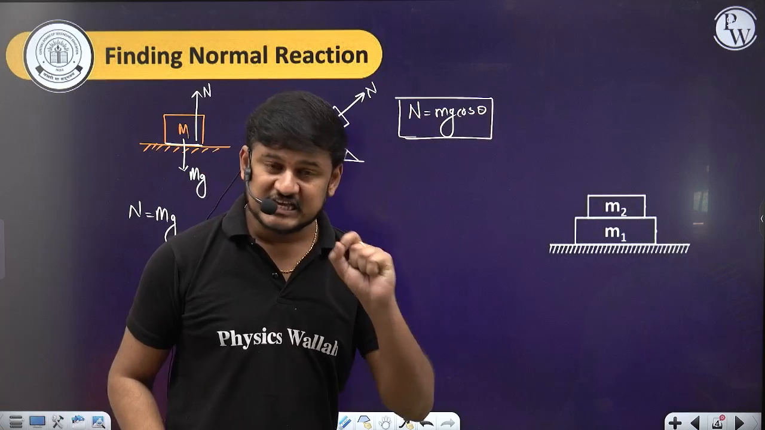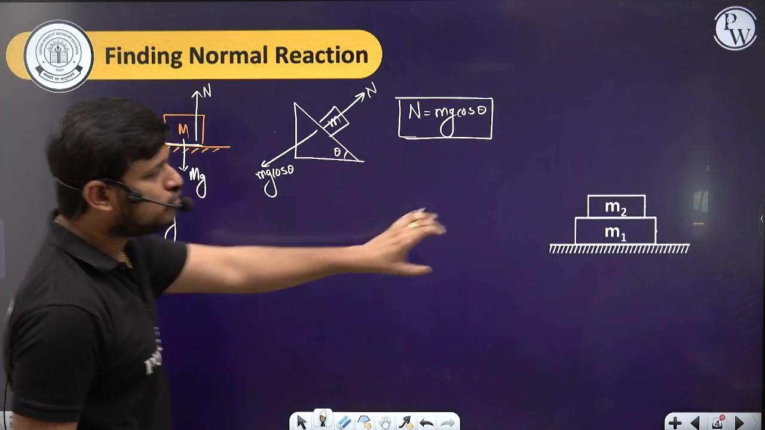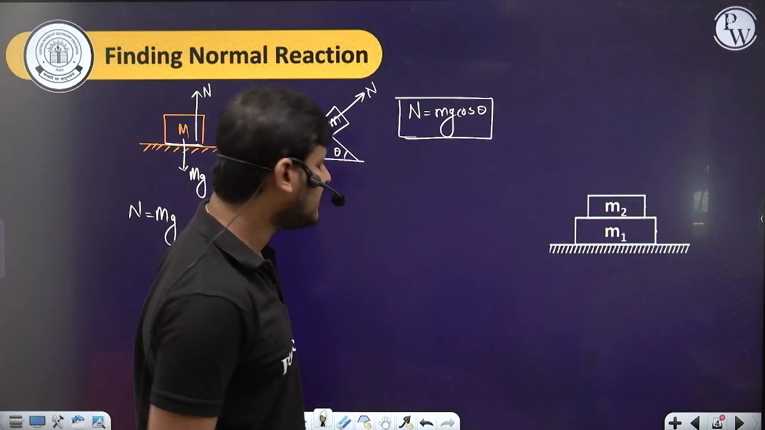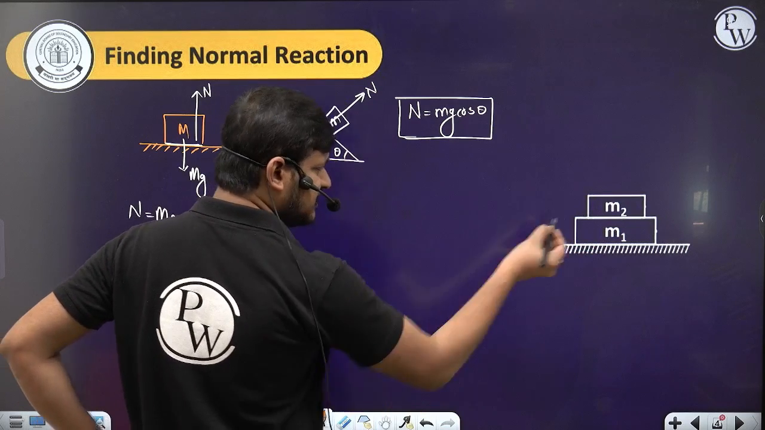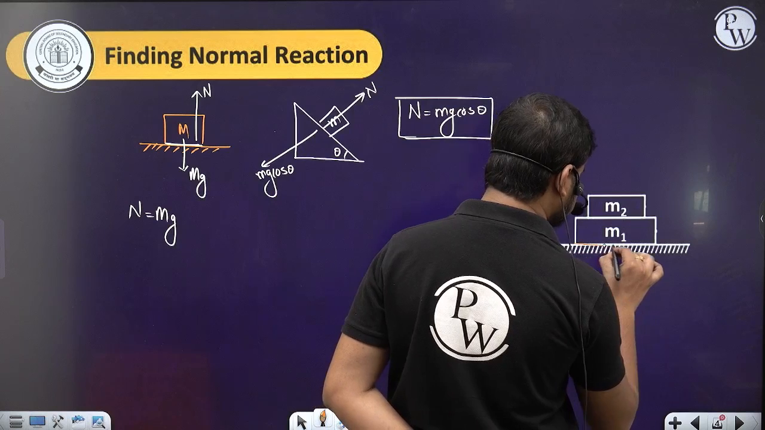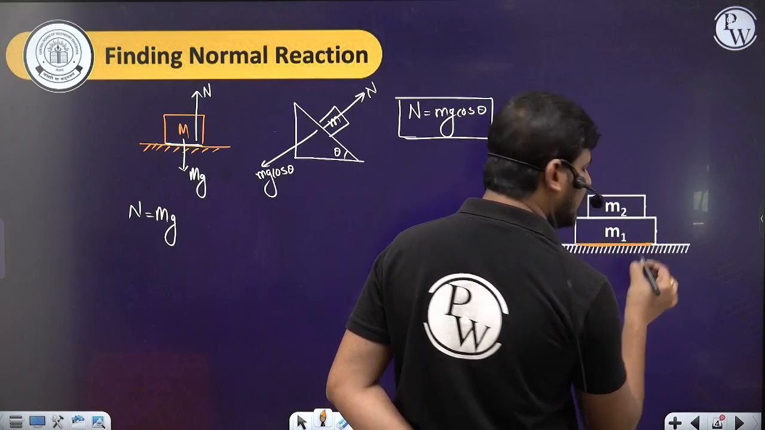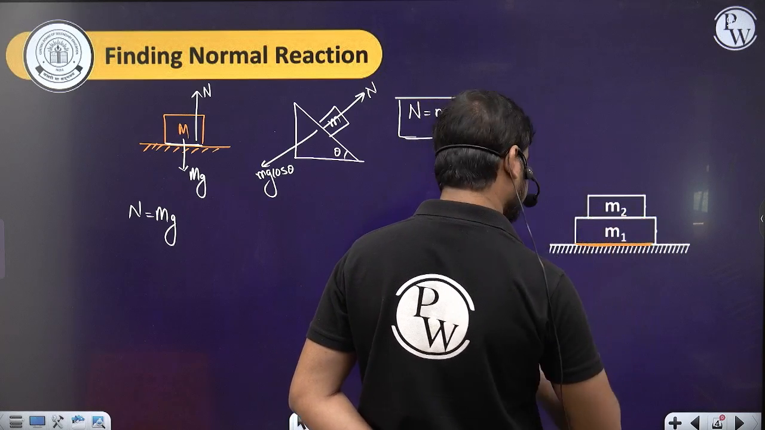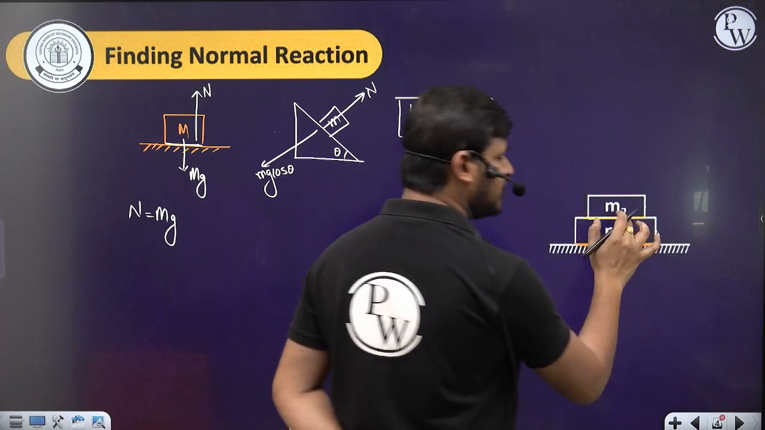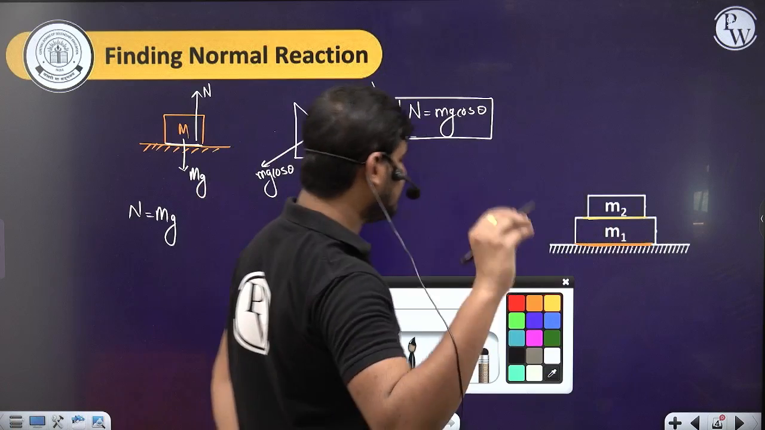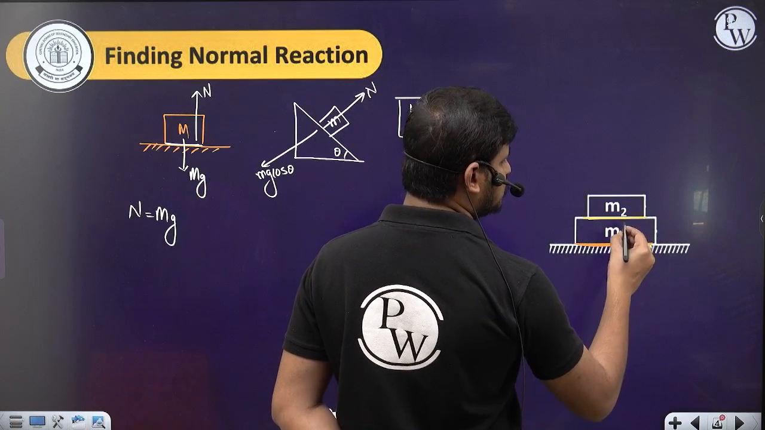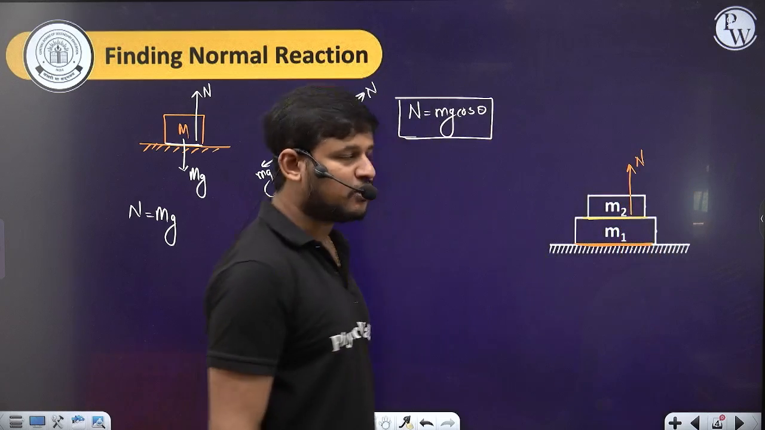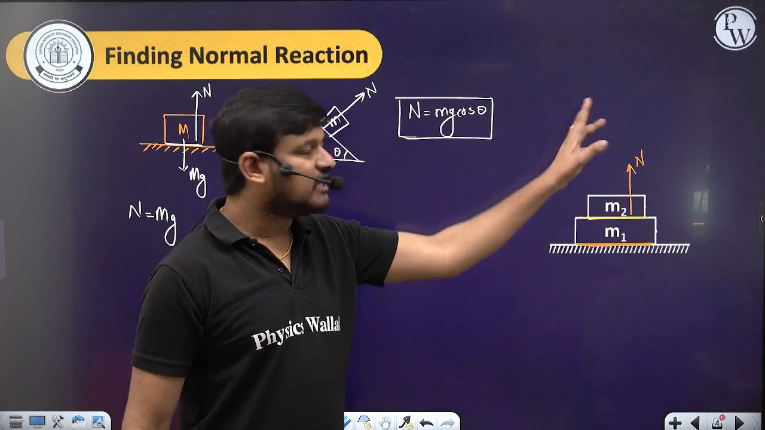So now the thing is, how do we find the normal between two blocks if they are placed one over another? This kind of question. So how do we find the normal? See here. Let's take this one. There are two points of contact. Here is a point of contact, right? And here is a point of contact. Yes or no? That means there exist two normals. What are the two normals? Tell me. The block M1 exerts normal N on the block M2.